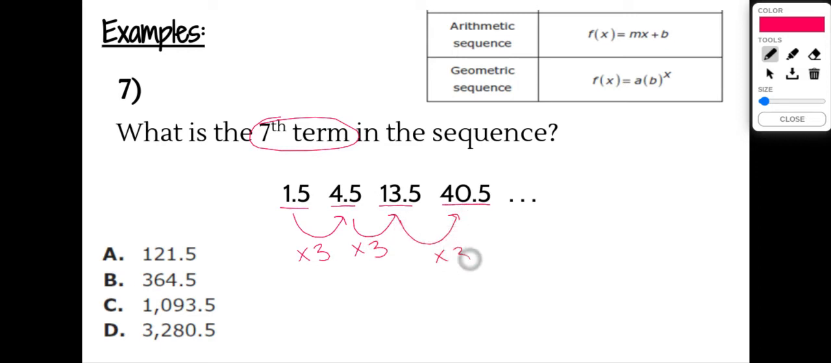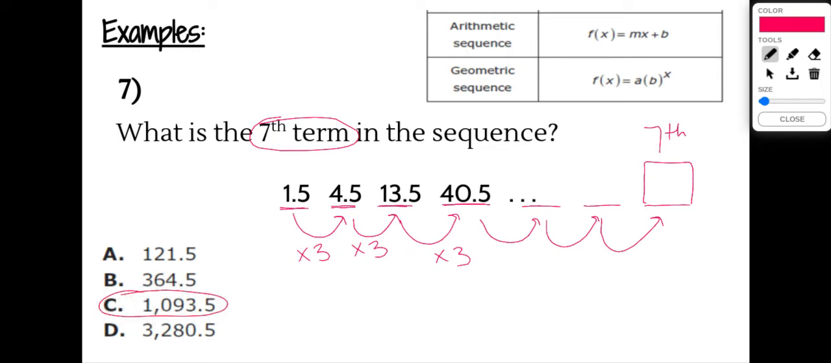Okay, so we want the 7th term. Well, here we've got term 1, 2, 3, 4, 5, 6, 7. So maybe what I do is I use my calculator and I hit times 3, times 3, times 3 to get to that 7th term. And when you do that, you are going to get answer C. So we looked at the sequence, we determined that it was geometric. That helped us to figure out what the 7th term was. We just continued the pattern and we figured it out.